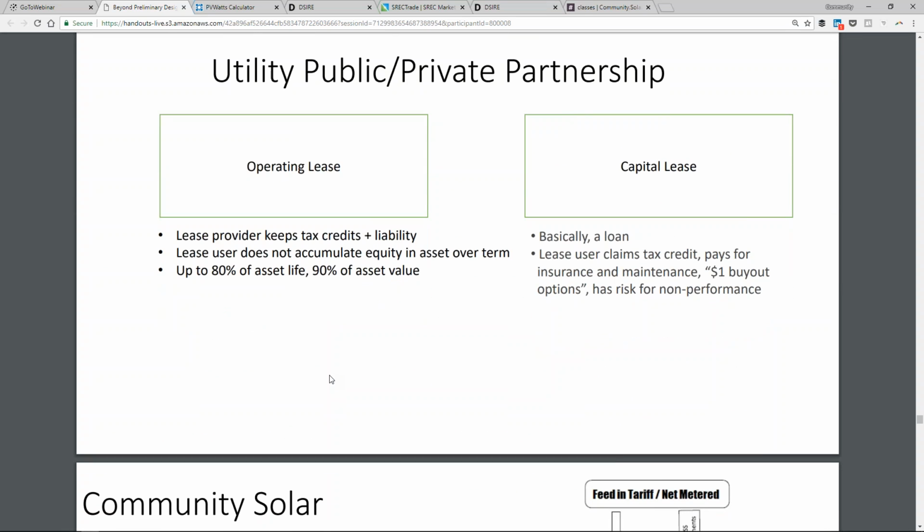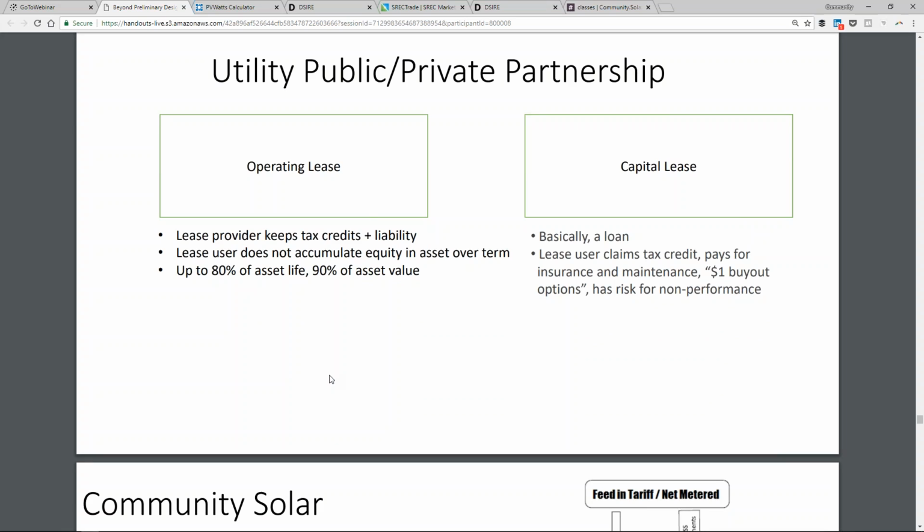So what you might want to do is consider equipment leasing. It's a pretty straightforward structure. There's two different kinds of equipment leasing. There's operating leases and there's capital leases.